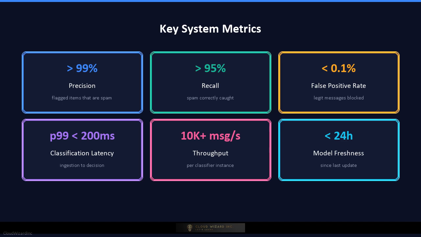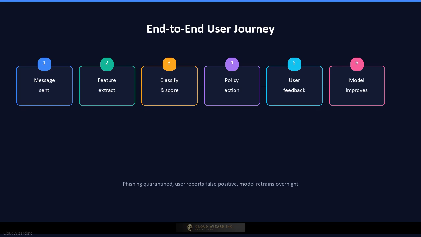User-reported false positive rate, how often users complain about wrongly blocked messages. And model freshness, the time since the last model update. These metrics are what the business and operations teams actually care about. Let's trace the end-to-end user journey.